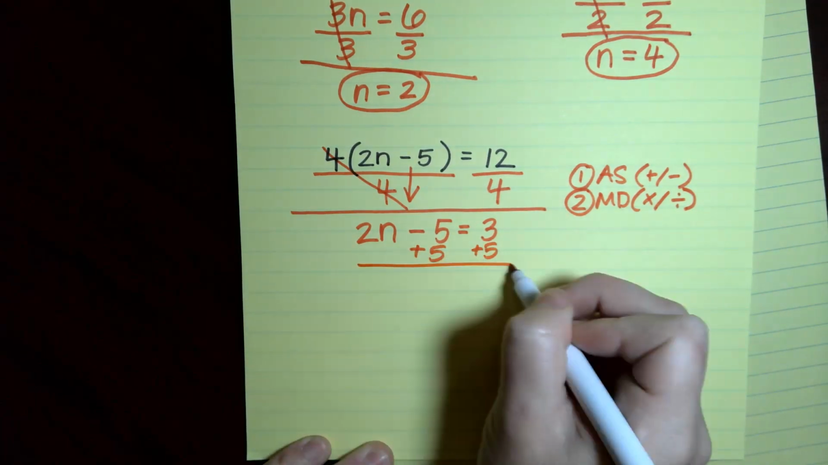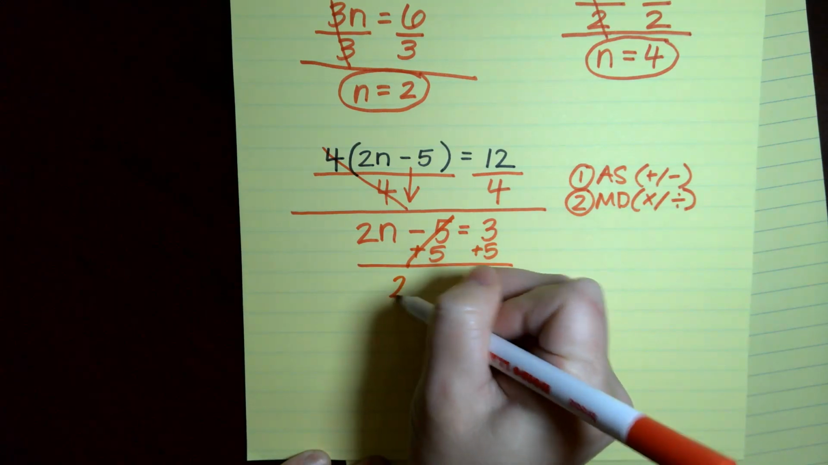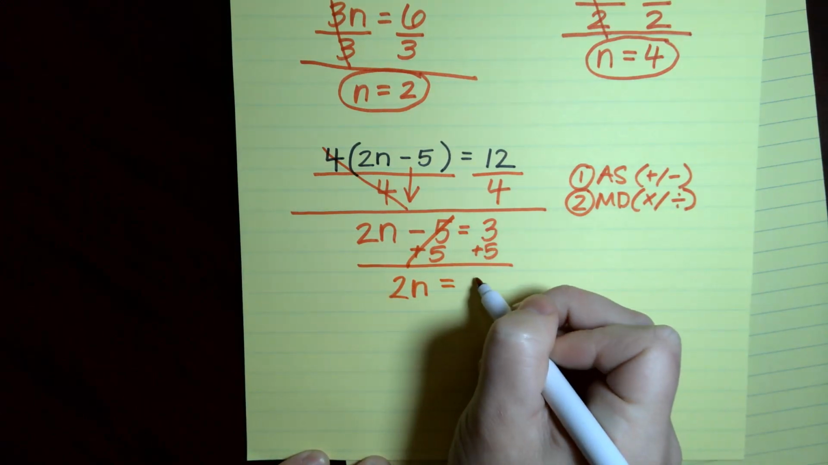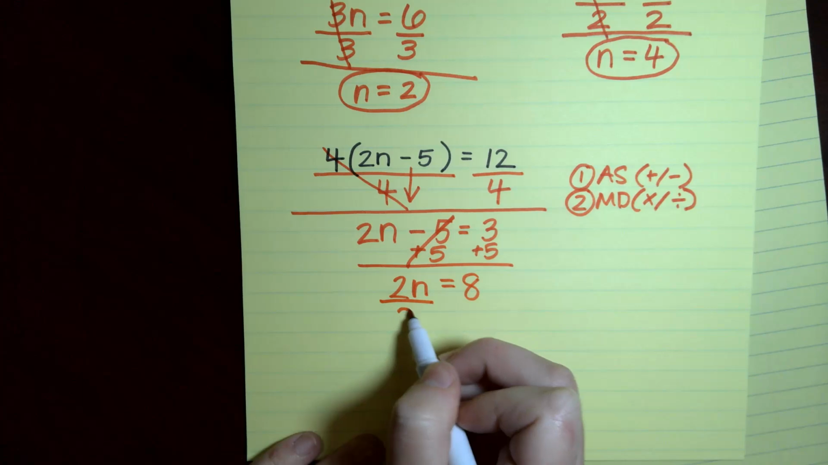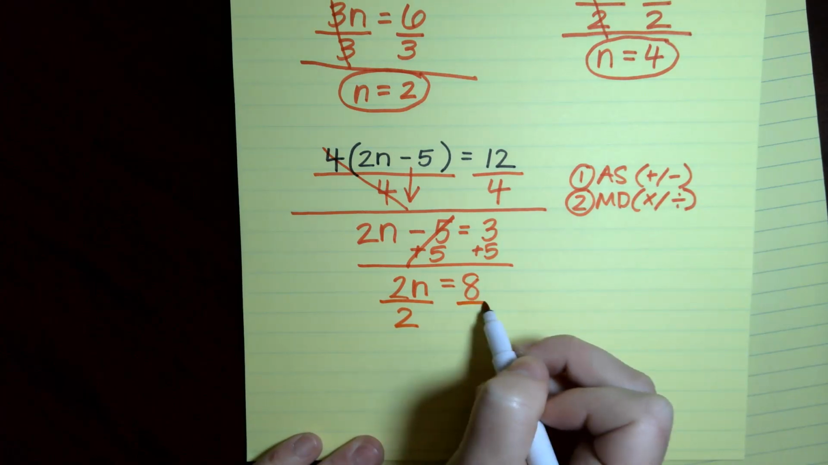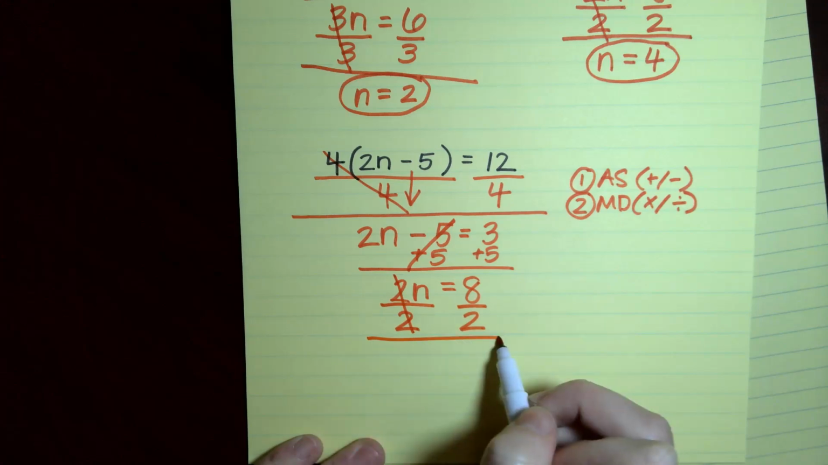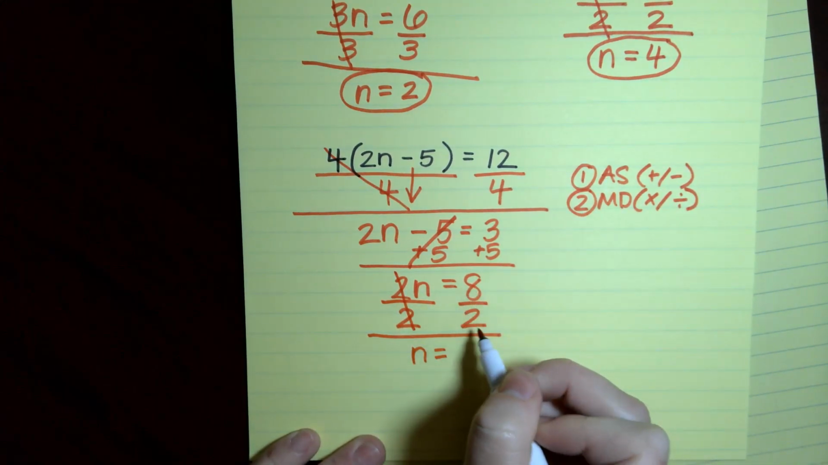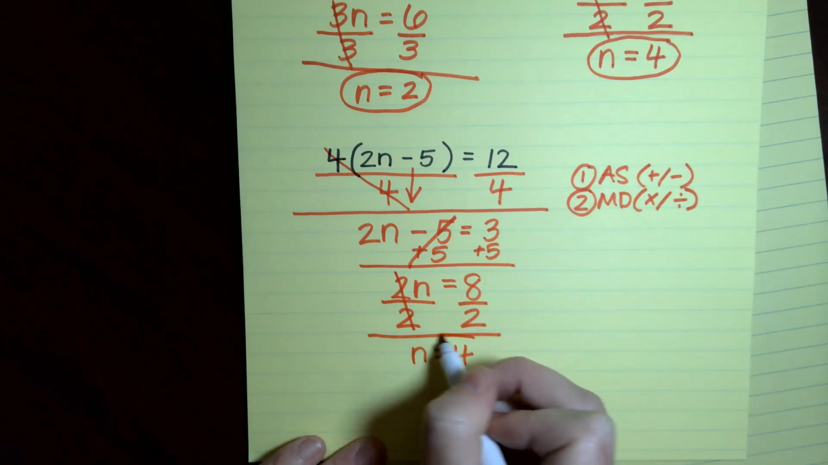Good. 5's cancel. I'm left with 2 times n on this side. 3 plus 5 is 8. And what's our last step? Good. I want to divide by 2 on both sides. My 2's will cancel. And I'm left with n equals 8 divided by 2, which is 4.